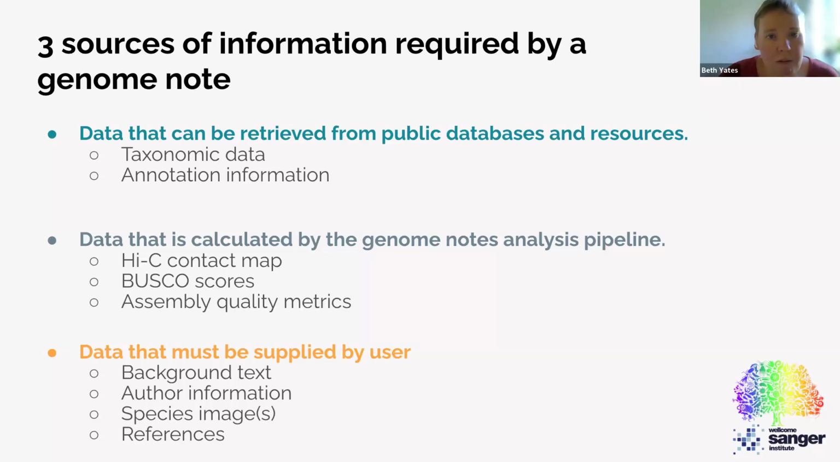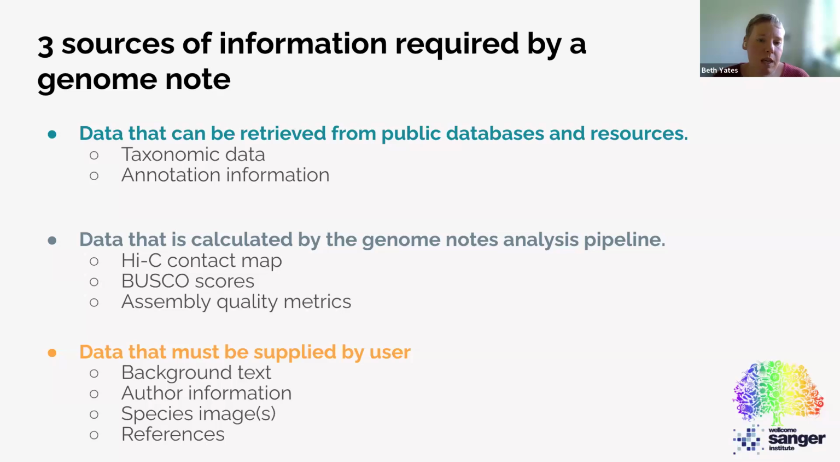So one of the first things I did when I joined the project was to go through a genome note and identify the kind of data that it had. That was classified into three types of data. Firstly, there's data that can be retrieved from the public databases and resources. This is things like fetching metadata, taxonomic data, and annotations from sources like NCBI, ENA, Ensembl, and GoaT, which is Genomes on a Tree, another resource provided by Tree of Life.